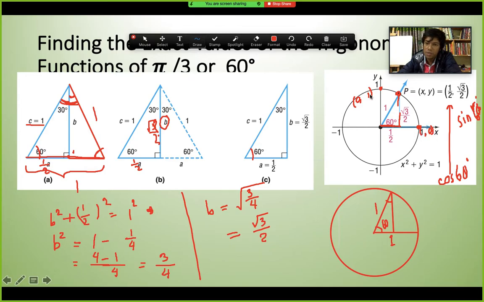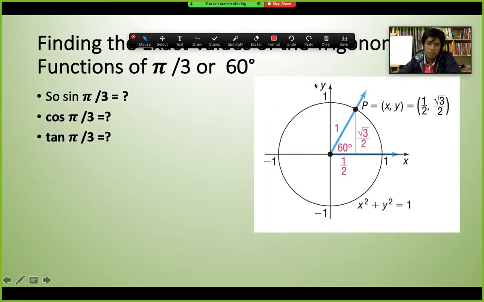So these values give us some important information. We have the extension of this in the next slide, so let's look. Now we can tell sine pi by 3 equals what? Pi by 3 means 60 degrees. So sine pi by 3 means root 3 by 2. Cosine pi by 3 means this, and tan pi by 3 means the sine value divided by the cos value. So this divided by this. This is how we get them.